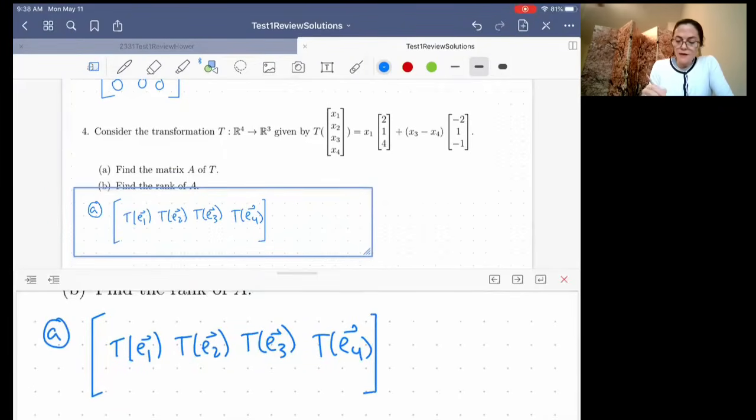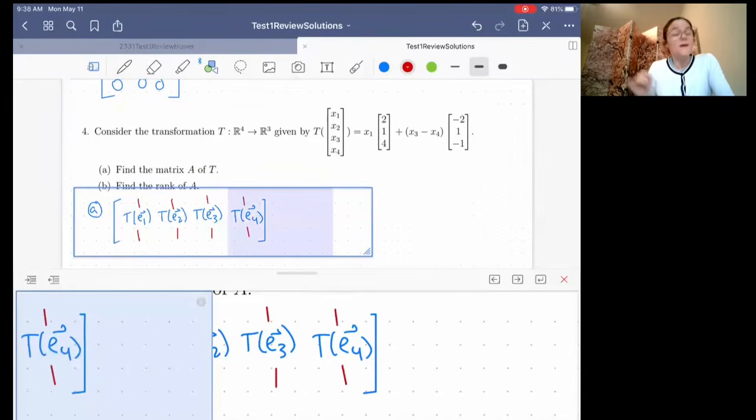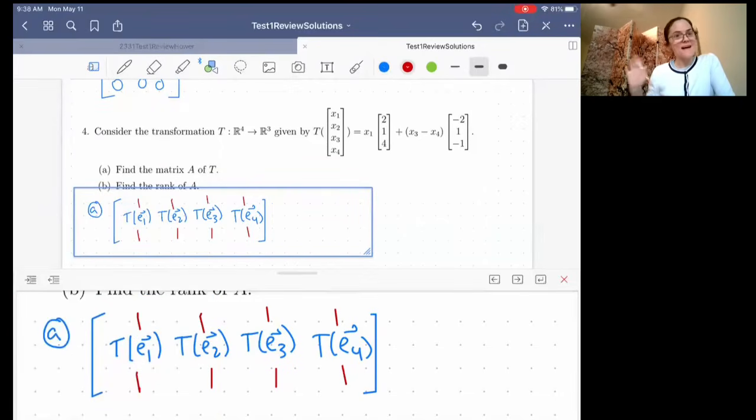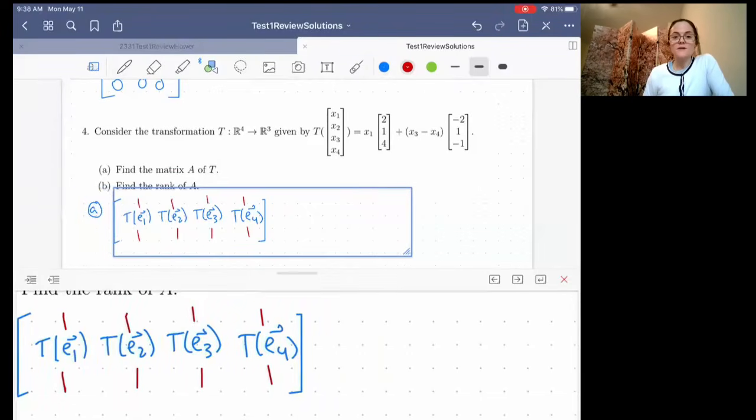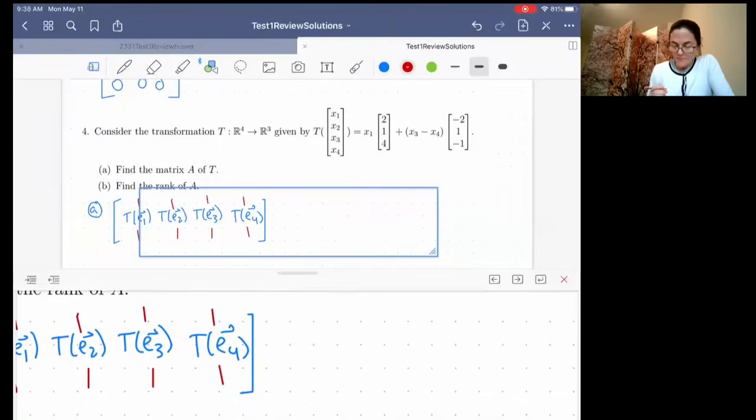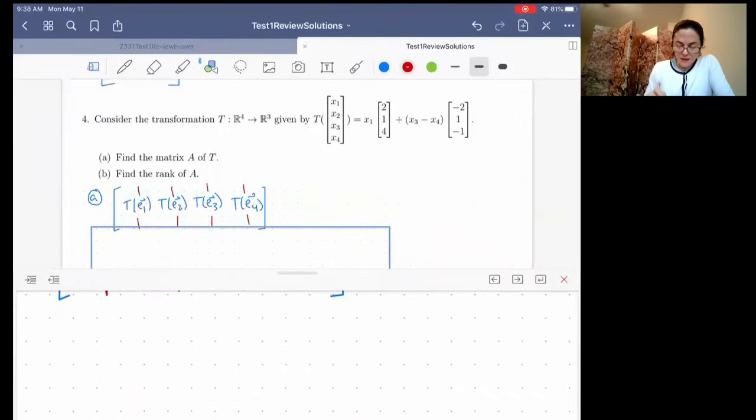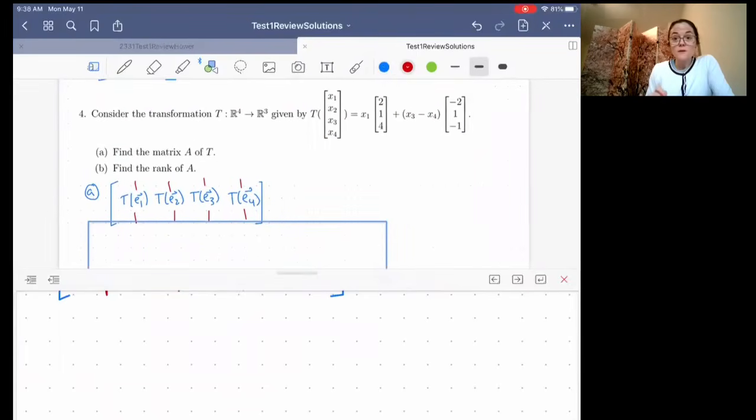Generally, how do we find the matrix for a transformation? If you start off with domain R^n, you're going to have n columns, because it'll be T of E1, T of E2, T of E3, like this. This is the matrix for a transformation. So all I have to do is see what happens to the standard vectors under this transformation. Okay, well, maybe I'll do that underneath, to make sure we can still read the problem.